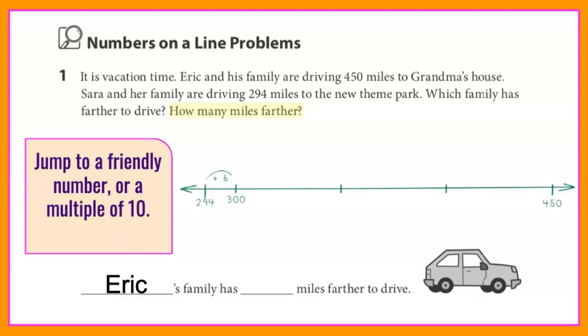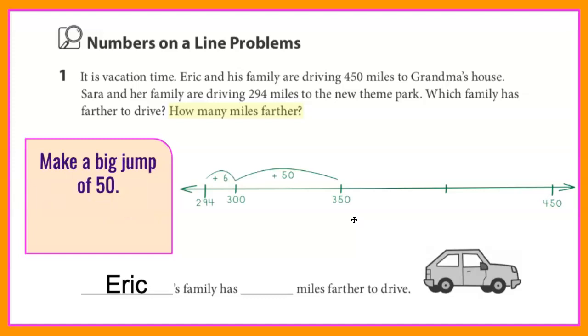So I'm going to start again at 294, and I know I want to end at 450. So I'm going to think about that friendly number that I was thinking about earlier with my estimate of 300. So I know that I can just make a jump of 6, and I'm on this friendly number of 300. That's really helpful because I already kind of knew how much of a difference it is between 300 and 450. So I know already that I can make a jump of 50. I'm using my number sense. I'm using that knowledge I have of breaking up numbers.